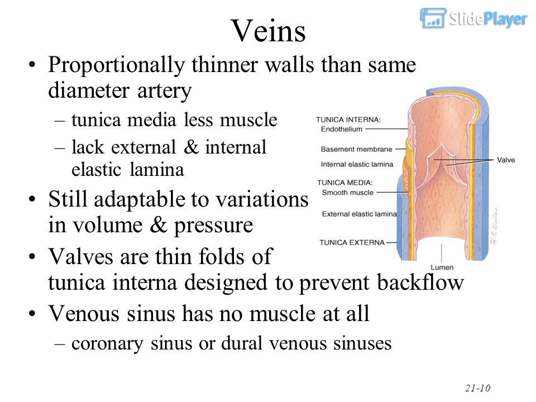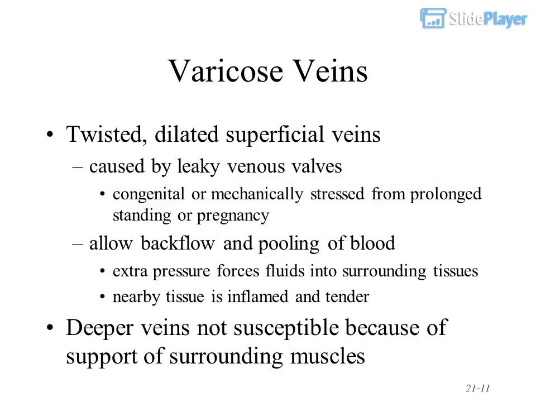Examples are the coronary sinus and dural venous sinuses. Varicose veins are twisted, dilated superficial veins caused by leaky venous valves, which may be congenital or mechanically stressed from prolonged standing or pregnancy. They allow backflow and pooling of blood. The extra pressure forces fluids into surrounding tissues, so nearby tissue is inflamed and tender. Deeper veins are not susceptible because of the support of surrounding muscles.